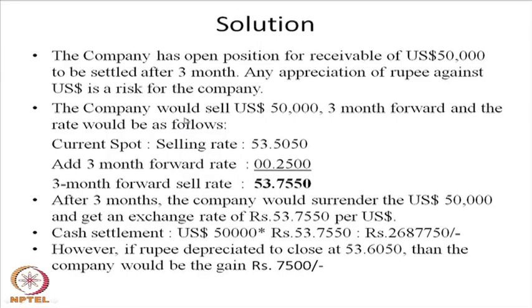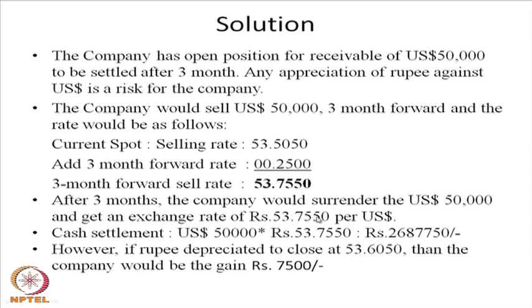Same thing I have done here in the solution. If you see, here the 3-month forward contract is 53.5050 plus the forward premium, I added, here 53.7500. This 53.7500 is the quote available to the customer after 3 months. If rupee appreciates or depreciates, it does not matter for him.